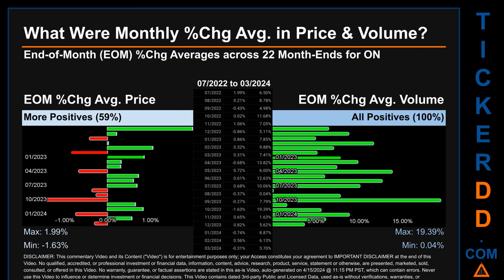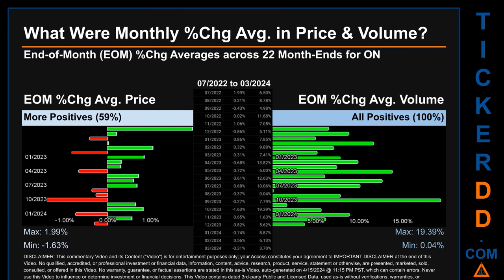What were end-of-month percentage change averages in price and volume for ON? The monthly average of percentage change in price and in volume were calculated for each of the 22 month ends. That calculation took daily percentage changes and averaged them for each given month. If a month end came out negative, then it means that the month summarily saw a negative change.